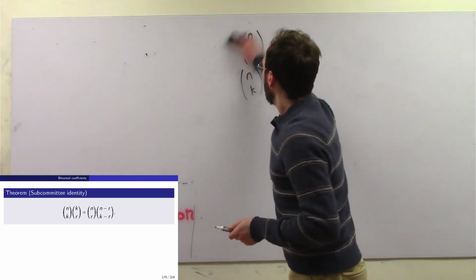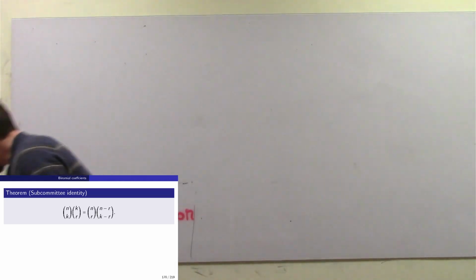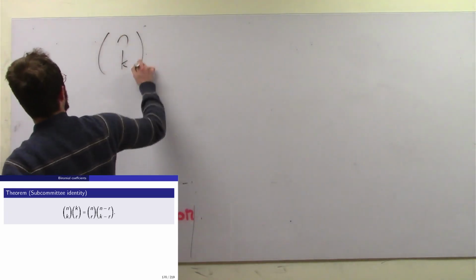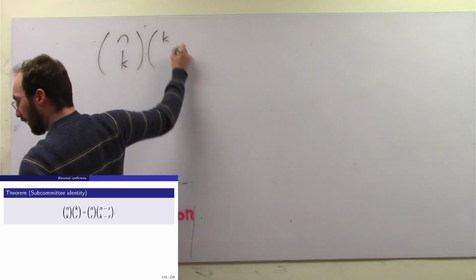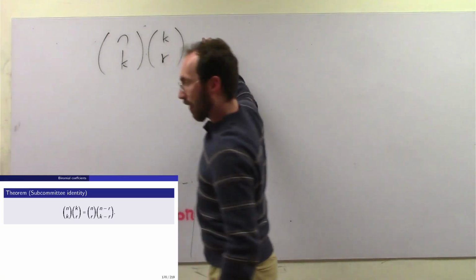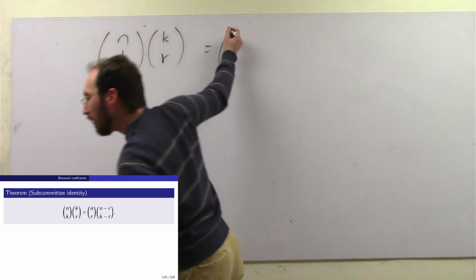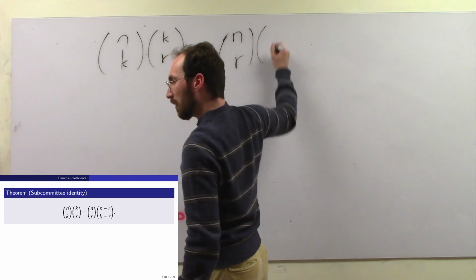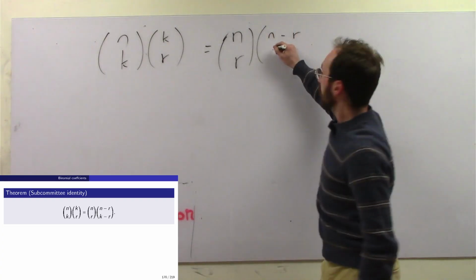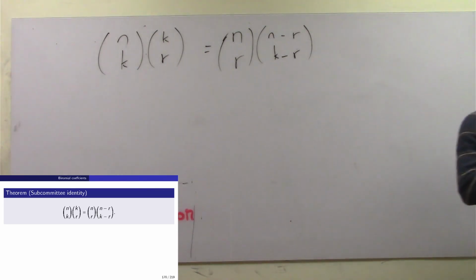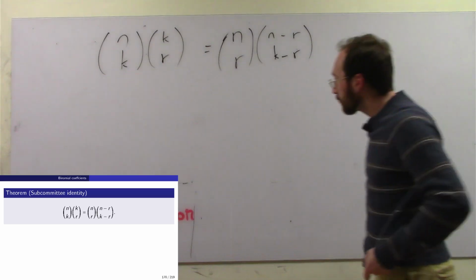Now we have this product of binomial coefficients equaling another product of binomial coefficients. What we got here is n choose k times k choose r equaling n choose r times n minus r choose k minus r. So what do we think the scenario is here? What are we trying to do?